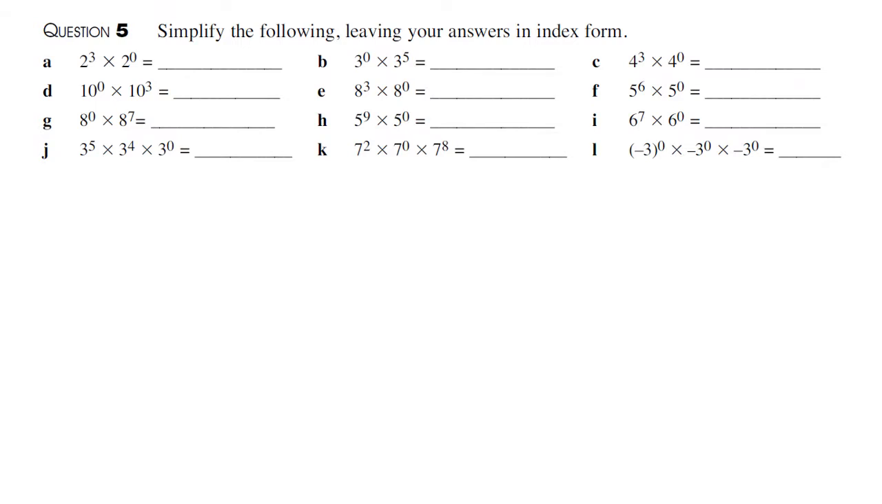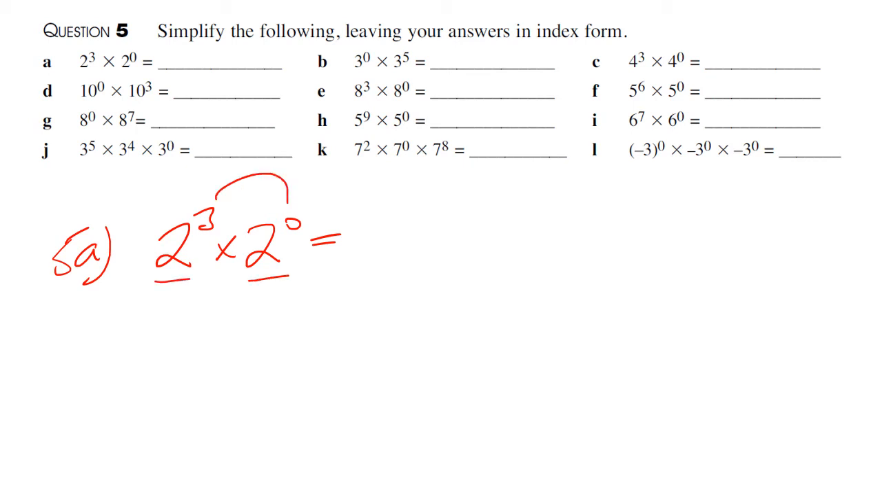Alright, let's look at question 5. I will do 5a with you. 2 to the power of 3 times 2 to the power of 0. Which rule would we use? We use the multiplication rule, right? Same base. If we multiply them together, we're going to add the powers, so it will become 2 to the power of 3 plus 0, which means 2 to the power of 3.